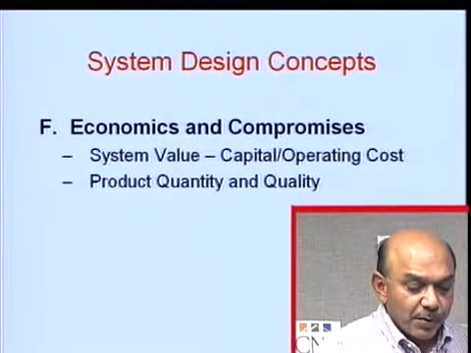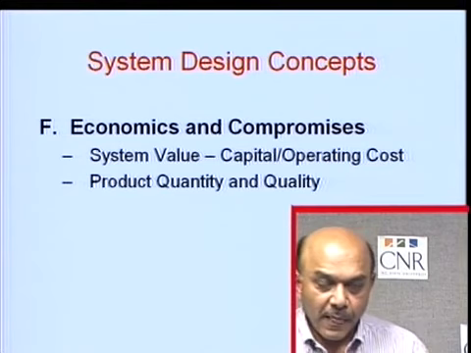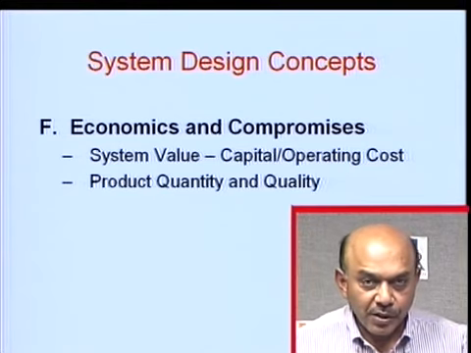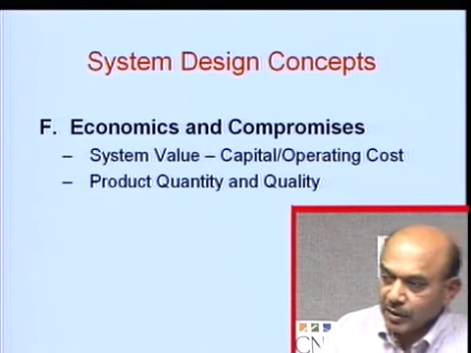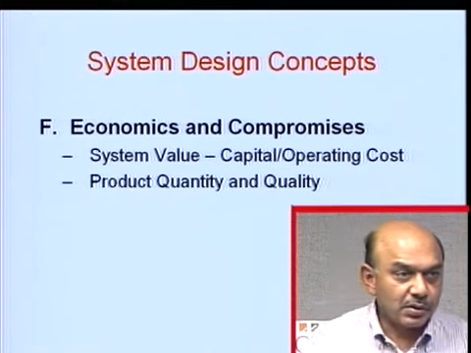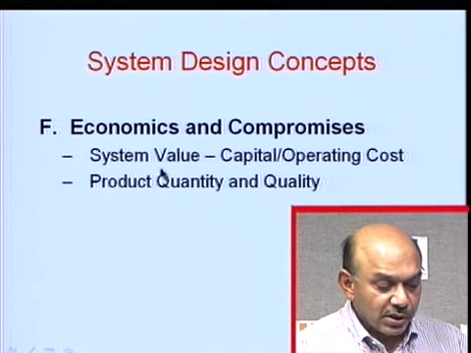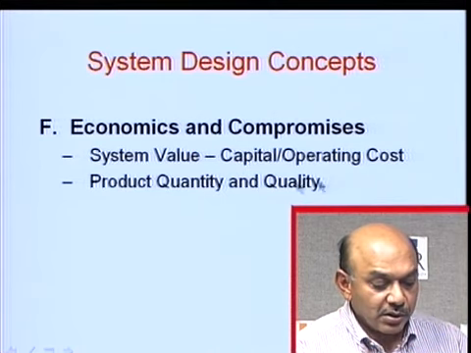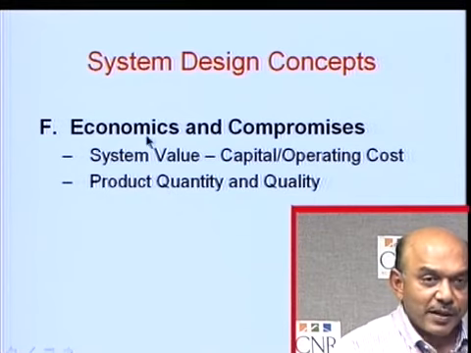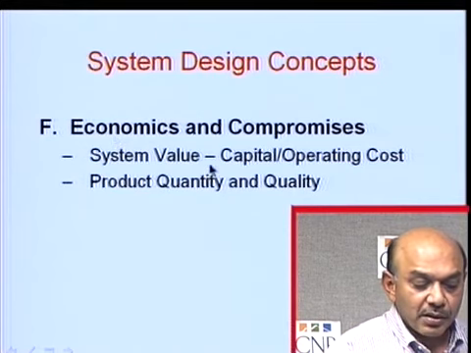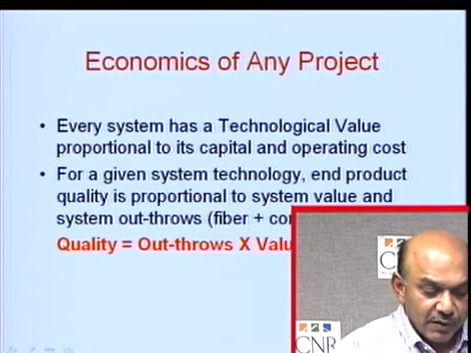Finally, economics and compromises. We said we have to understand what compromises we must make in designing a system. Why? Because the ultimate operating cost, capital cost and return on investment matter on how much we can spend, what we are getting in, what we are making out, or what the end product is, and what quality and quantity we want. So system value is the capital cost or the operating cost, and product quantity and quality, what do we want. This is where we have to finally bear down, decide what is the return on the investment we have, and what compromises we need to make to get that investment.